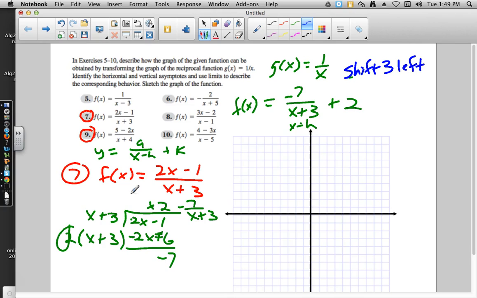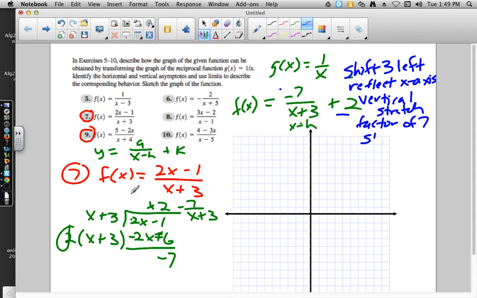And then I move to my numerator and I notice there's a negative, so that's reflect over the x-axis. And then the 7 is a vertical stretch, factor of 7. And then we have the plus 2, which is a shift up 2. So those are the transformations that would get us where we need to go.